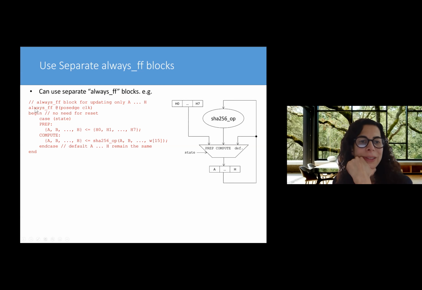Now, this translates to the controller that is written here. The states are either we are preparing, which means that we are going to put the input values in the registers A to H, which are 8 registers. And then we are going to compute. If you're in the compute state, we call the SHA-256 operation. This has several inputs and outputs, as we have seen before, and it is going to generate an output, which we put in these A to H registers.